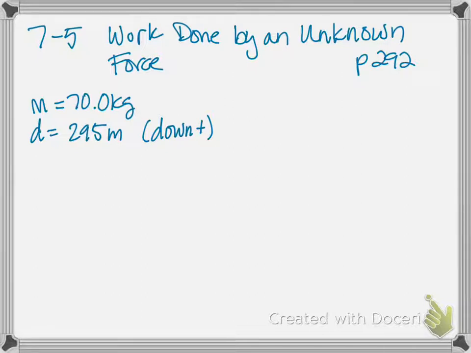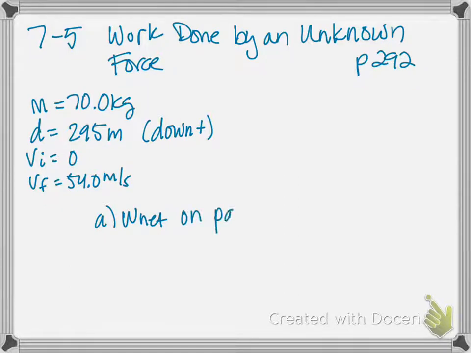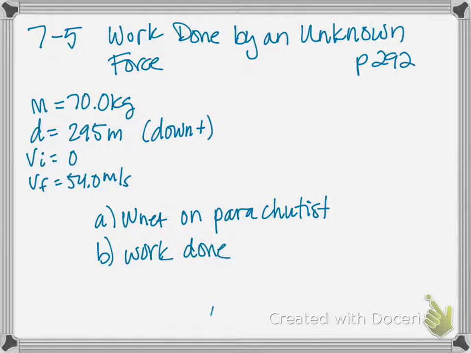All right. We can assume that her initial speed was 0 because she jumped off the top, and her final speed is 54.0 meters per second. So let's just be clear about the questions that we're asking. Net work done on the parachutist, and then finally, the work done by air resistance.